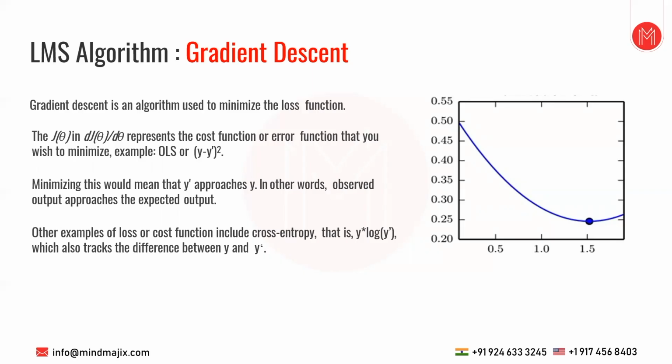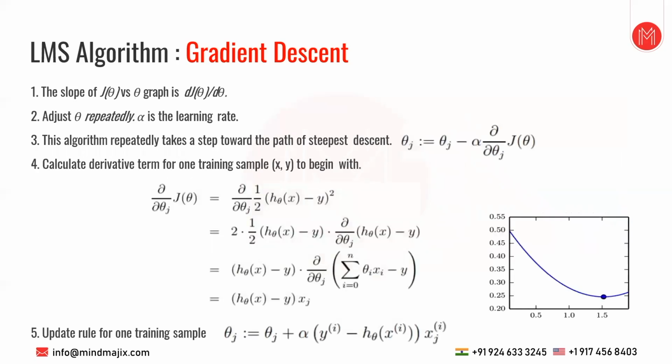For example, today I can predict that Virat Kohli will make 100 runs, or 110 runs, and actually Virat Kohli makes 105 runs. That's good. But the error will start from big if I predict that Virat Kohli will make 110 runs, but Virat Kohli makes only 10 runs. Then my prediction goes very wrong. Another example of a loss or cost function is cross entropy, that is y log y hat, which also tracks the difference between y and y hat. That's how things work here, and we are getting some idea of how gradient descent works.